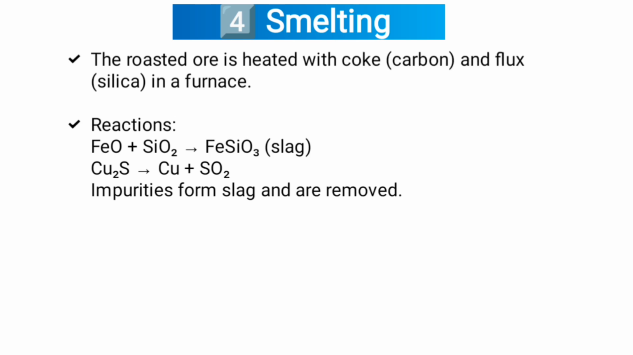Fourth one, smelting. The roasted ore is heated with coke, mean carbon, and flux, mean silica, in a furnace. Reaction: FeO + SiO2 gives FeSiO3, mean slag. Cu2S gives Cu + SO2. Impurities form slag and are removed.